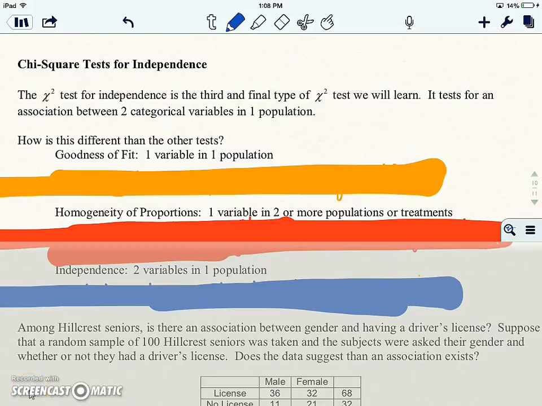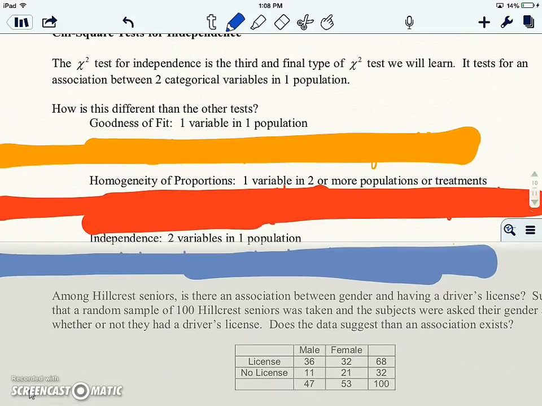The chi-square test for independence is the third and final type of chi-square test we will learn. It tests for an association between two categorical variables in one population. How is this different from the other tests? Well, let's go back and review.